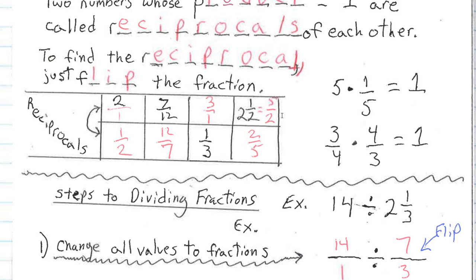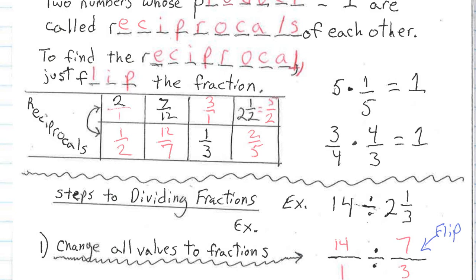Now, it gets a little tricky when we get to something like mixed numbers, like this one right here, 2 1/2. Remember, you have to make it into a fraction to flip it. So we'd have 2 times 2 is 4, plus 1 is 5. It's 5/2. 2 1/2 is the same thing as 5/2. Now you can take the reciprocal of that, 2 over 5. So if you have a mixed number, change it to a fraction.